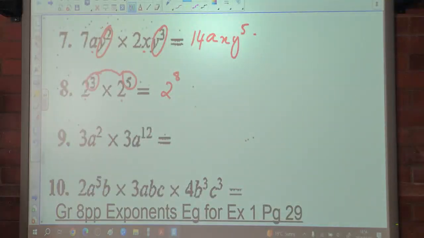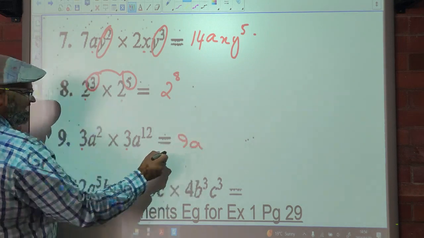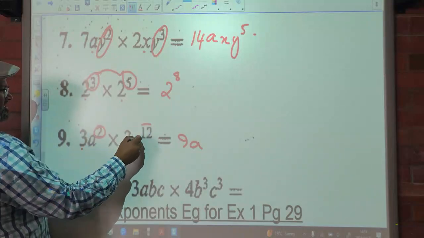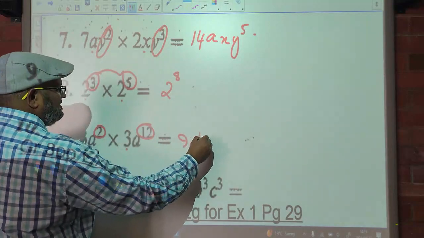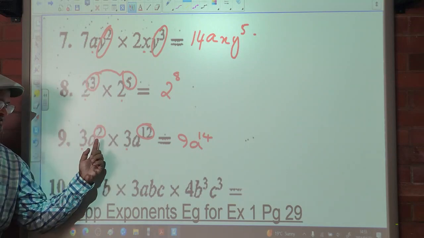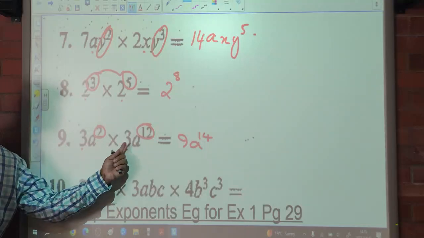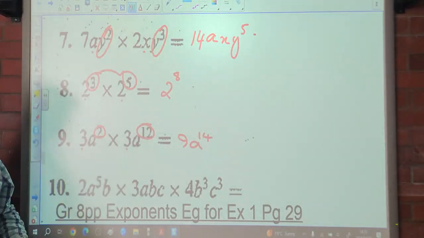Yes, Sarah? 9a squared times a to the 12. You all agree with that? Yes, sir. 3 times 3 is 9. A squared times a to the 12 is a to the 14. Remember, when we're multiplying and bases are the same, add the exponent. Only when the bases are the same. Okay?